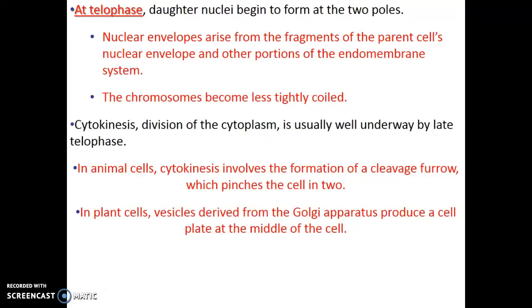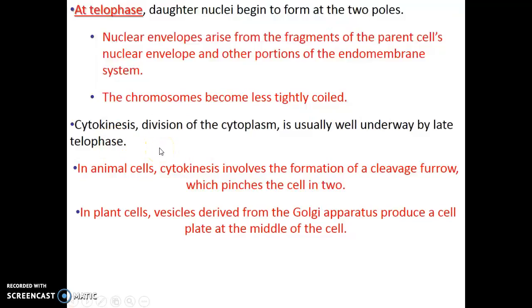Finally, telophase. At telophase, the daughter nuclei begin to form at the two poles. The nuclear envelope arises from fragments of the parent cell's nuclear envelope and other portions of the endomembrane system. The chromosomes become less tightly coiled. Cytokinesis, the division of the cell, happens mainly by late telophase.